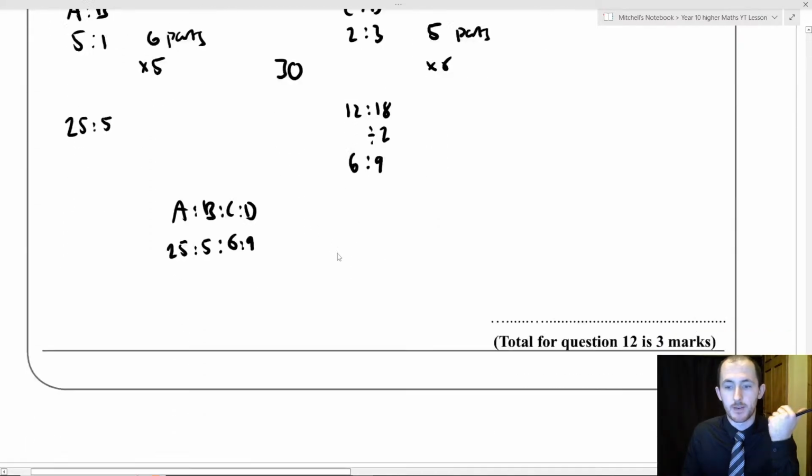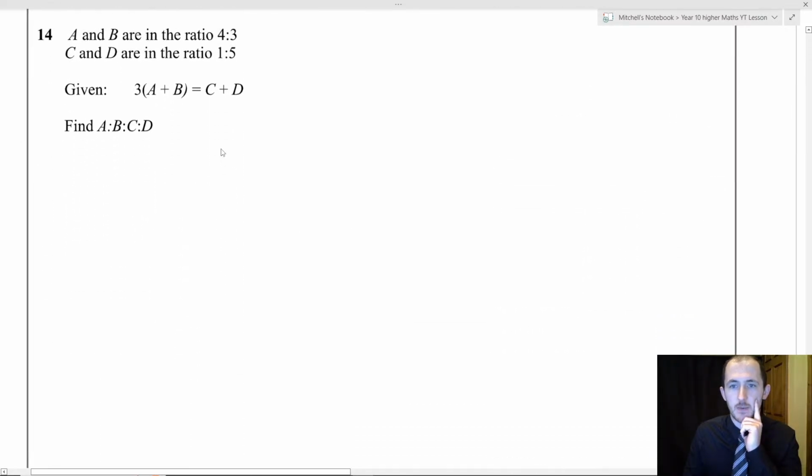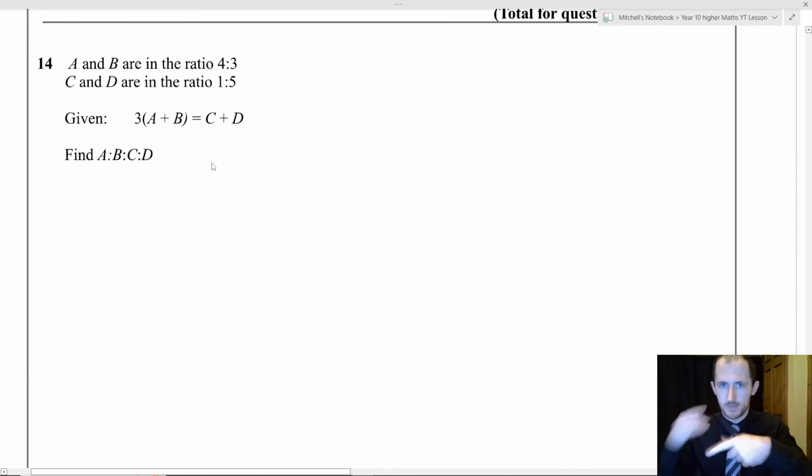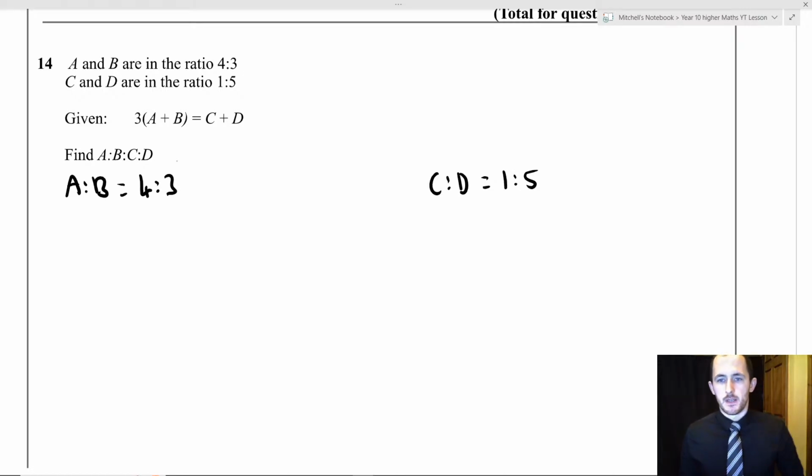Okay, good. Because guess what? The next question is basically the same. I want to do the same style of question again first, so we're going to do the exact same thing. Let's write out the ratios. We have A to B is 4 to 3. Then you have C to D, which is 1 to 5.